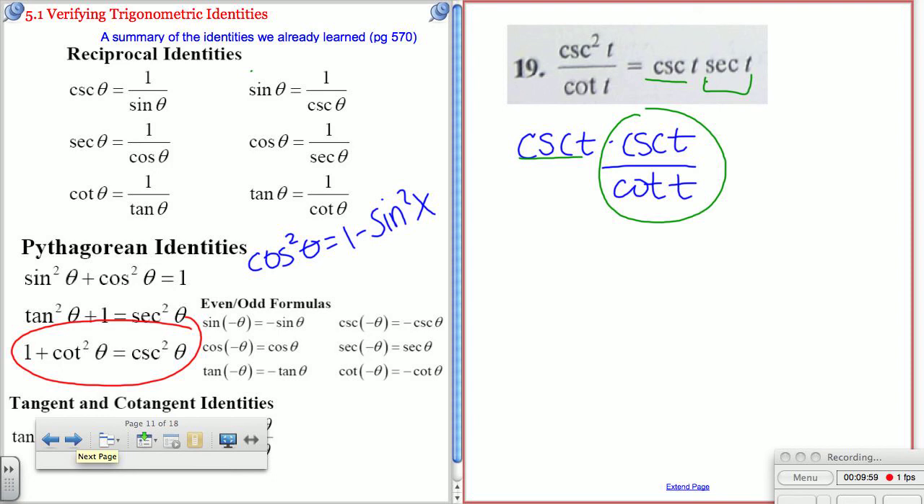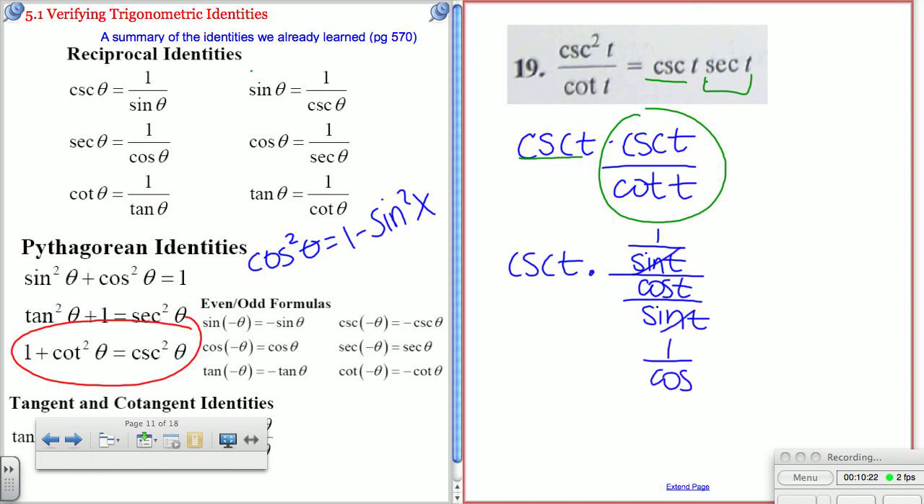Cosecant is 1 over sine. Cotan is cosine over sine. Now remember, we still have that cosecant in front that we pulled out. It looks like these sines are going to cancel, and I'm left with 1 over cosine. And 1 over cosine is secant. Now remember, these are just one way to do these. There are also more than one way to do all of them.